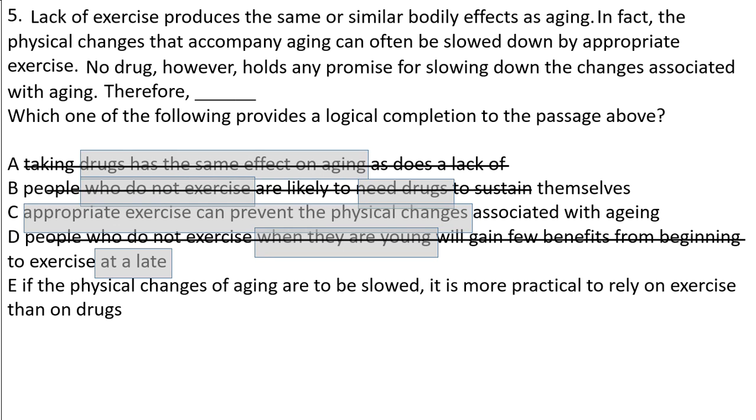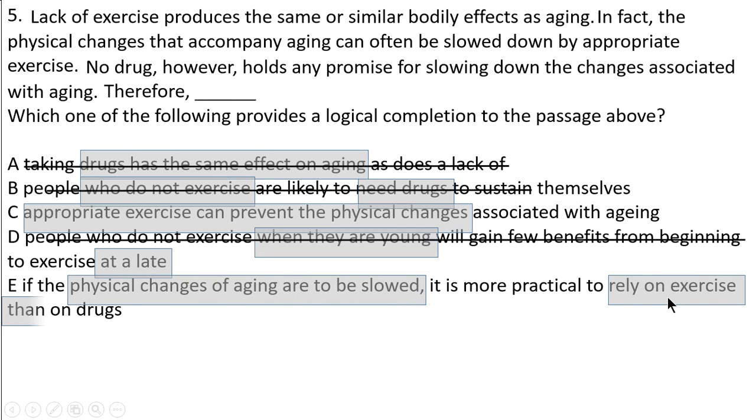Option E, if the physical changes of aging are to be slowed, it is more practical to rely on exercise than on drugs. It says that if the physical changes have to be slowed, then it is better to rely on exercise than on drugs. Option E is a completely sensible option because it talks about the physical changes to be slowed. It talks about how exercise is better than drugs to slow down the changes. So option E can be our answer.